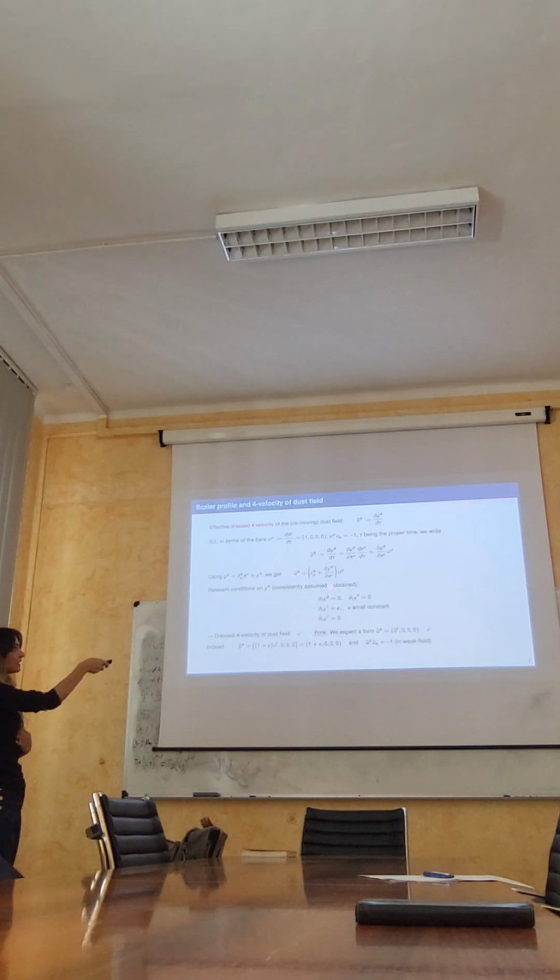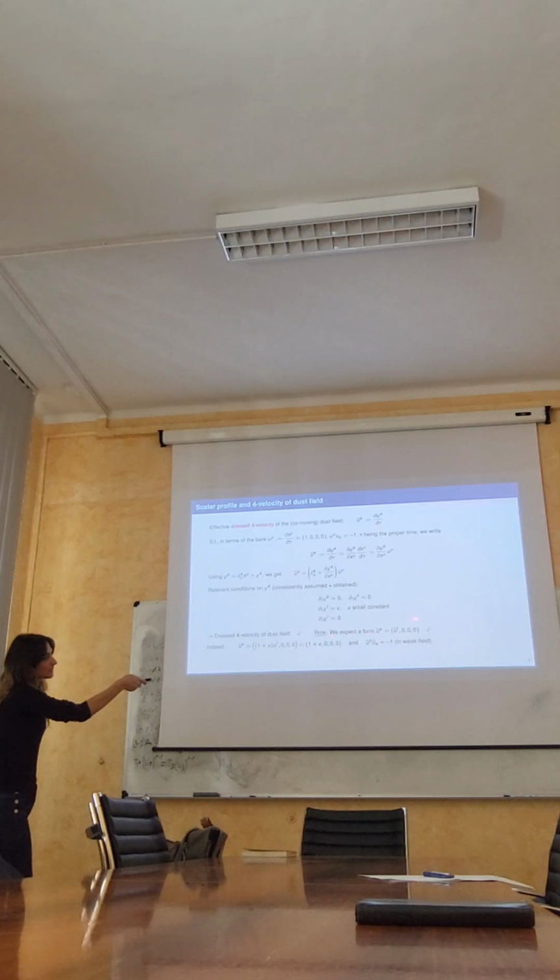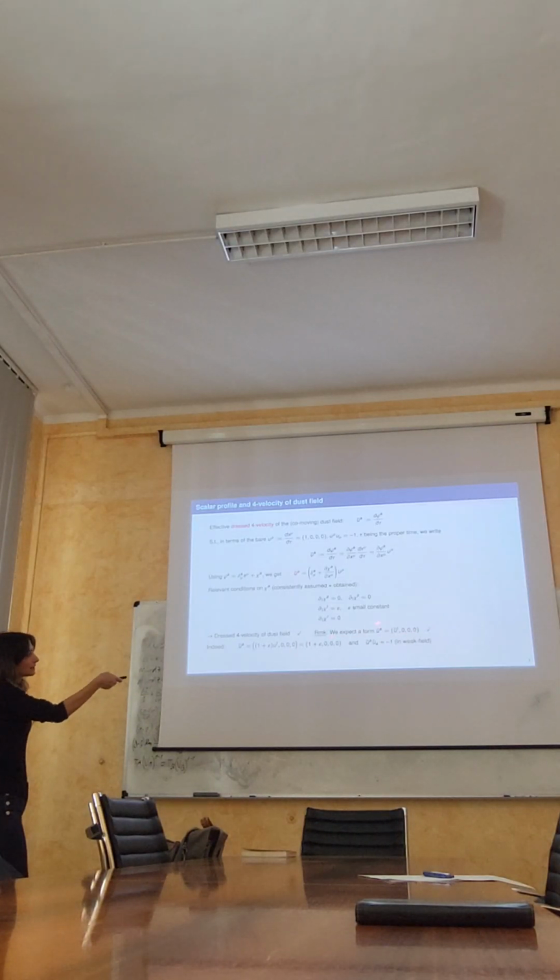So this is one. The other just follows from what I showed you before. And so you can prove that this is in fact interpretable as the dressed four-velocity of a dust field. We expect a form of this kind in particular. And if we plug this constraint into this equation for the chi dx in particular, we get this result.